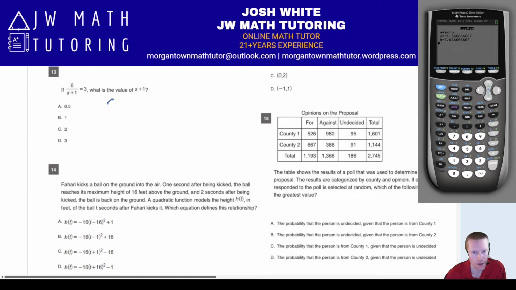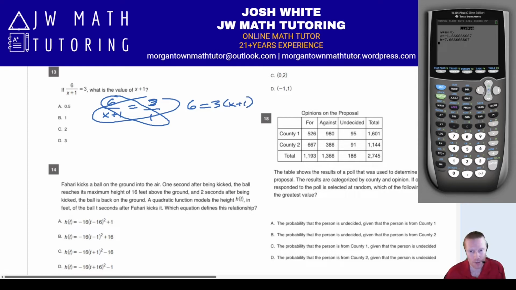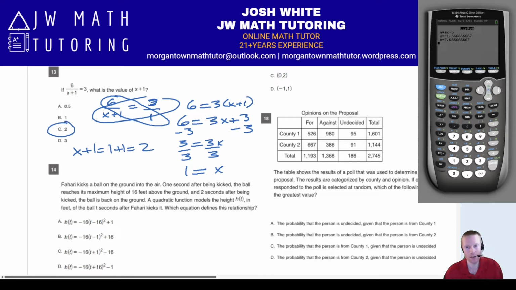So if you take this equation, since it's basically a proportion, like we could put this 3 over 1, the first thing you do is just cross multiply it. So 6 times 1 is 6, and then 3 times x plus 1. Now, you might be tempted to distribute this out, and you get 6 equals 3x plus 3, and then you think, okay, subtract 3. And this is a perfectly acceptable way to solve it. So you get x equals 1, but again, that is not the answer because they want x plus 1. So x plus 1 equals 1 plus 1, which is 2. So the correct answer is going to be letter C.